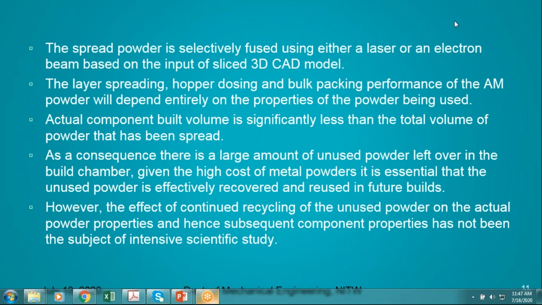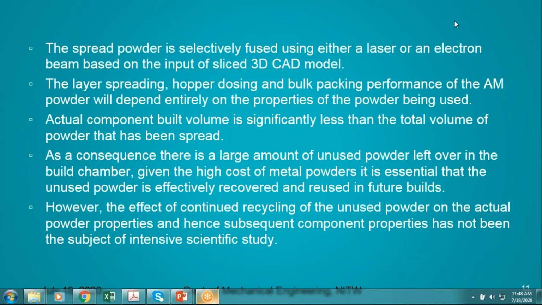Given the cost of this metal powder, the unused powder is effectively recovered and reused in a future build. For example, if you fabricate in the DED process or in the SLM process, around 60 to 80% of the powder is lost, because how we design the component is very important in the SLM process, and how much of the powder is going to be melted is important in the DED process.